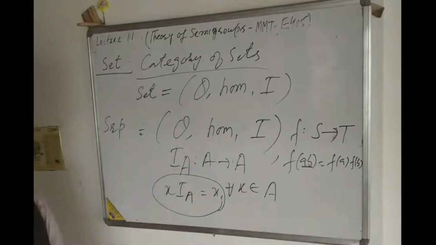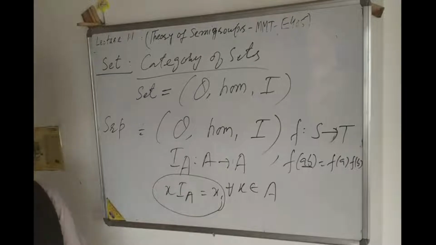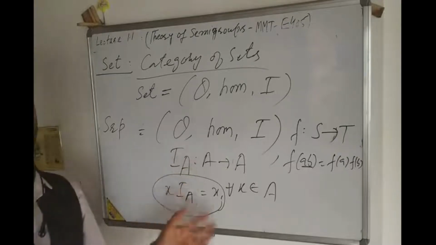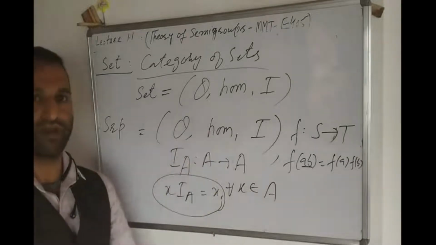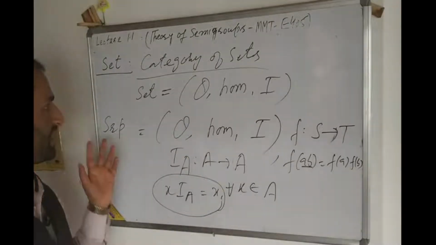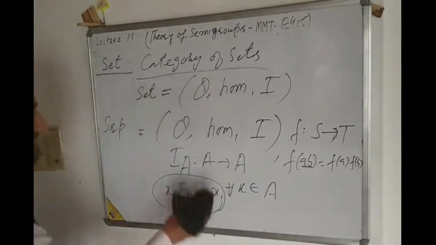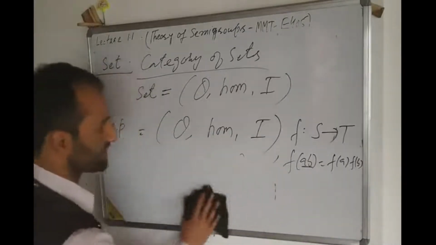This can be trivially verified. So this is a category, which you can easily verify, because the composition of mappings is associative, and the identities of the semigroups act as identities. And the next category is the category of groups.